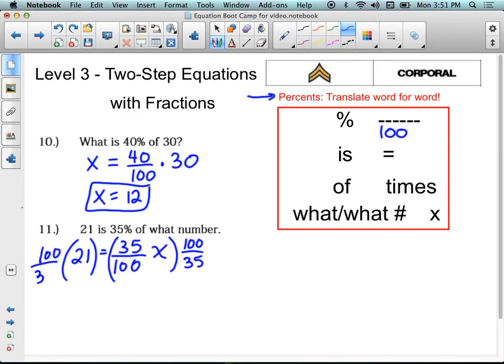So I'm going to get 100 over 35 times 21. And that will give me 60. So I will get here 60 equals x. You could also write that as x equals 60.